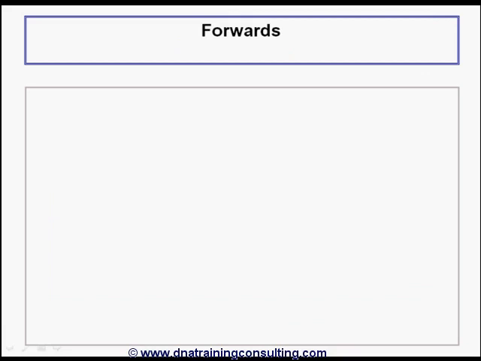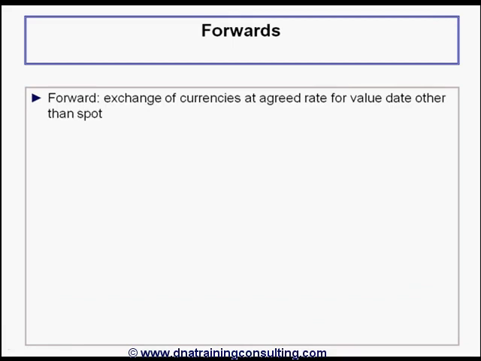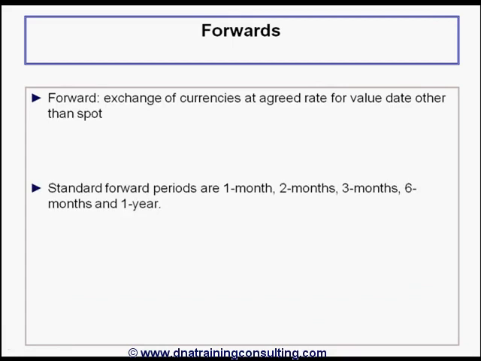A forward FX transaction involves the exchange of currencies at an agreed rate for a value date other than spot. The standard forward periods are known as fixed or straight dates and have the following maturities: 1 month, 2 months, 3 months, 6 months, and 1 year. Any value date that falls between these periods is known as a broken date.